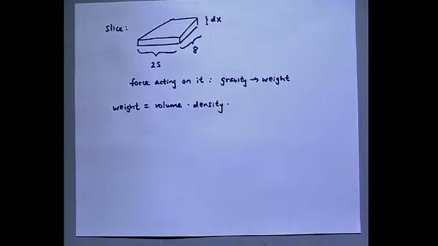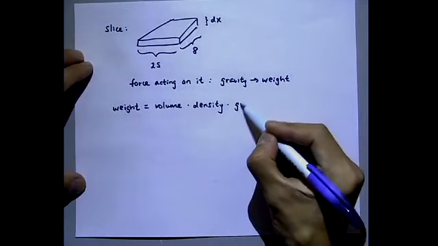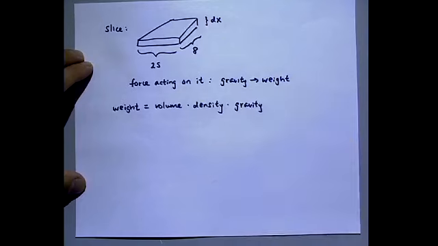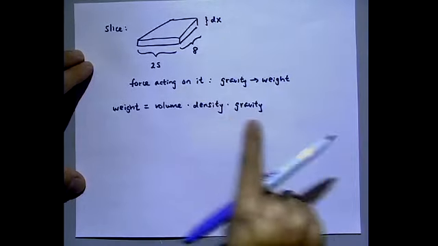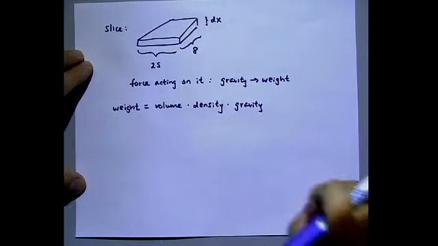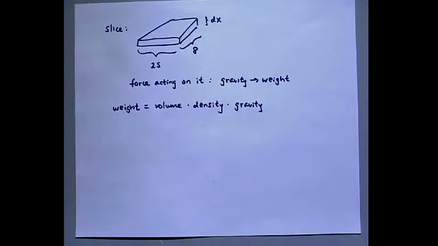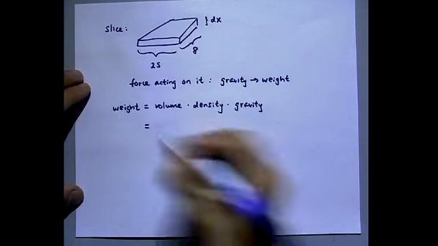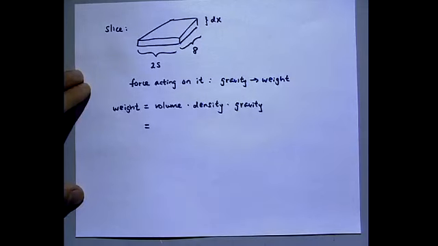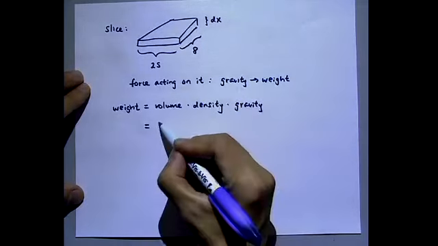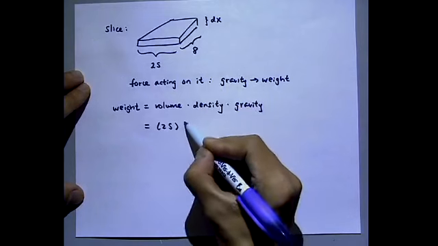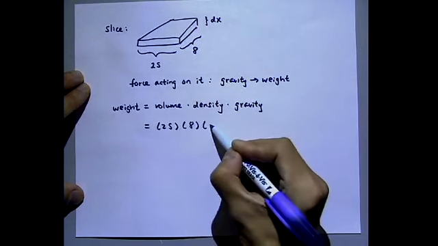Well, actually, one step short. That gives me mass, right? How do I make a weight? Times gravity. Excellent. This gives me mass, and that's multiplying by gravity, 9.8 meters per second squared. Then that mass becomes weight. All right, so let's see. The volume, 2s, times 8, times dx.